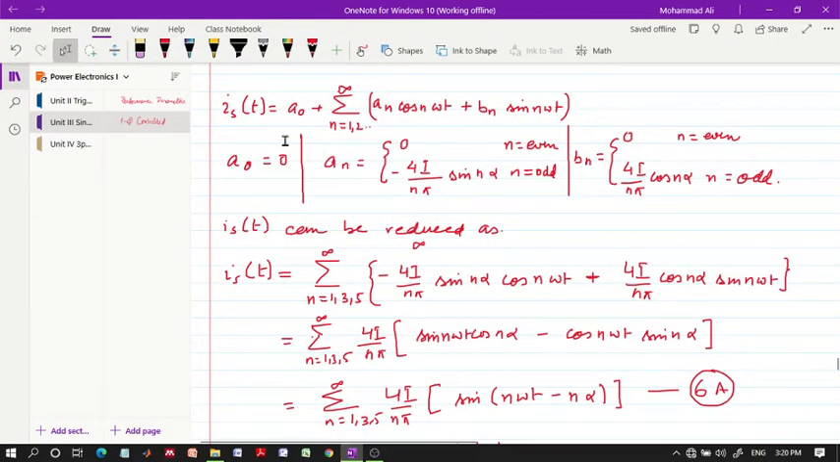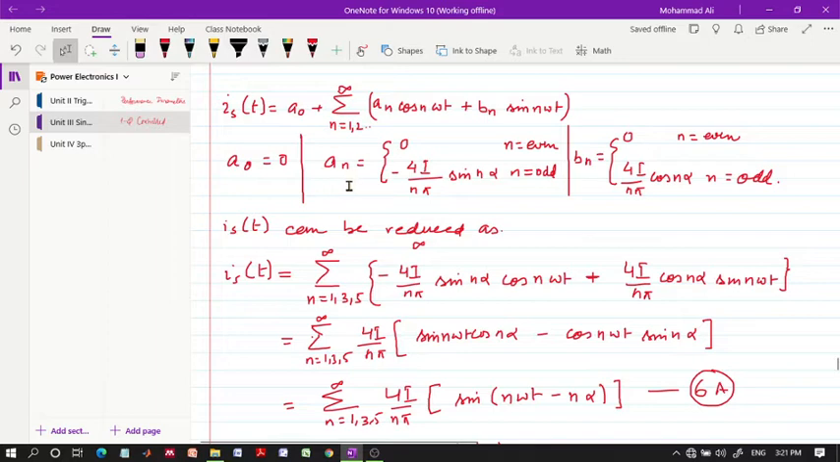So students, in the earlier video we derived the values for A0, AN and BN. A0 was equal to 0, and intuitively we can also say that in the source current, in the positive half cycle the value was plus I. In the negative half cycle for the same duration the value was minus I. So we can say that the DC component, or the average component, is 0.